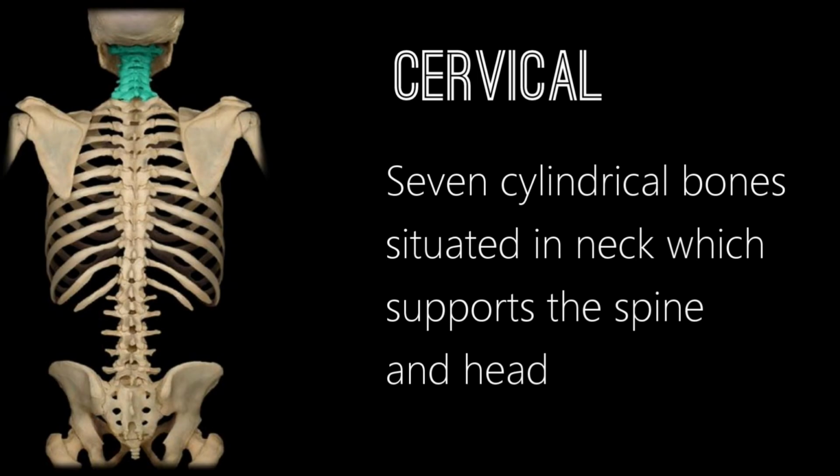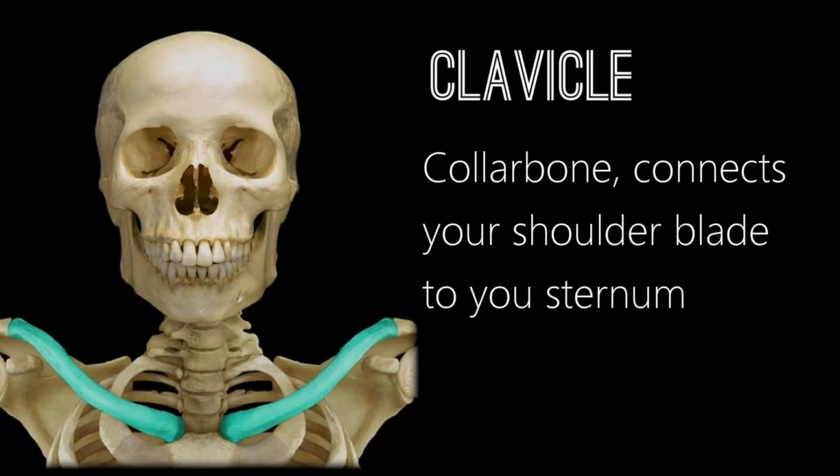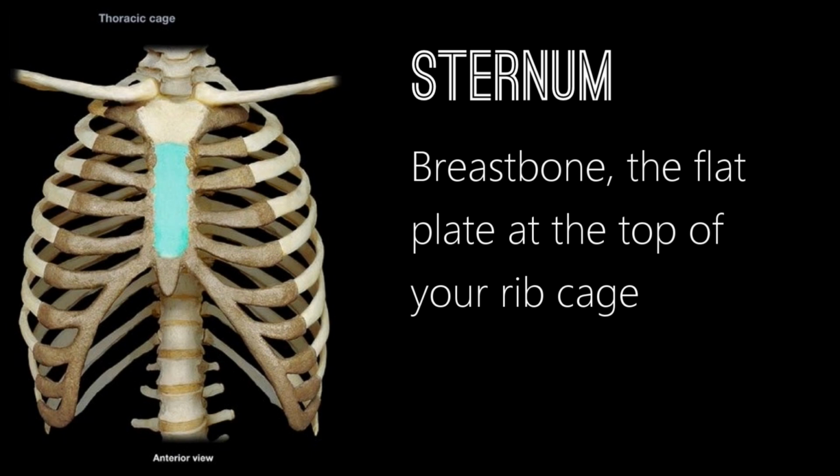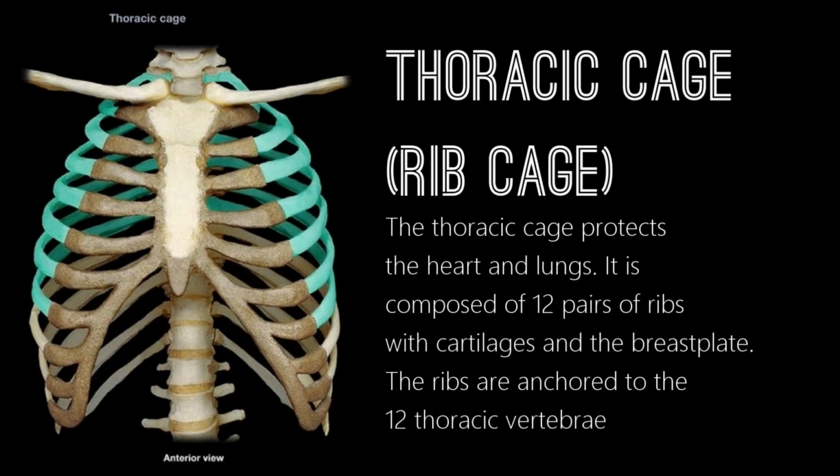Bones in the body. Cervical: 7 cylindrical bones situated in the neck which support the spine and head. Clavicle: the collarbone connects your shoulder blade to your sternum. Sternum: breastbone, the flat plate at the top of your rib cage. Thoracic cage: the thoracic cage protects the heart and lungs.